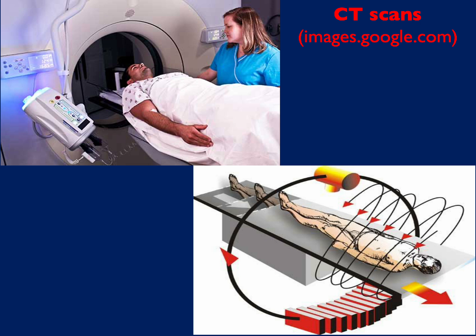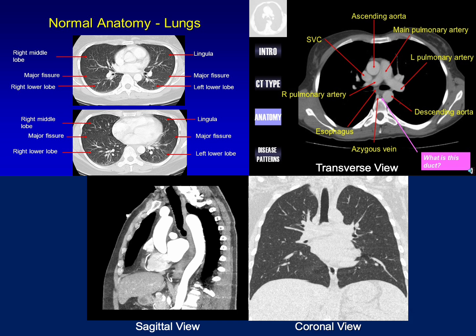CT scans are also called helical CTs because as the patient's body is passed through this donut hole, the ring around it rotates and scans through different portions of the body. CT scans give us a much better view and a three-dimensional view of the body or organ that is being imaged. On the top right portion, you can see a transverse view with major vessels marked.